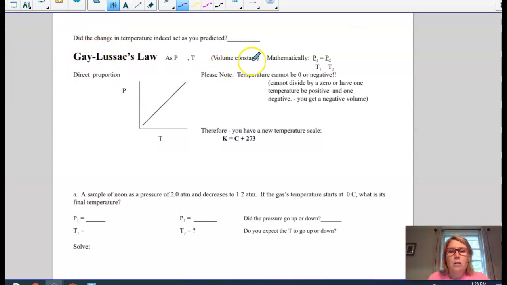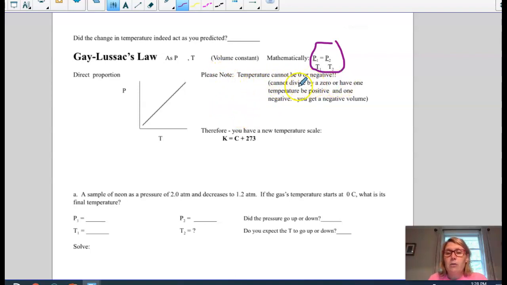Gay-Lussac's law relates pressure and temperature. As temperature increases, so does the pressure. Temperature cannot be 0 or negative. Well, let's talk about that really quick. If you have a temperature of 0 Kelvin, what that means is there's no kinetic energy. Well, if there's no kinetic energy, there's no life. So that's why temperature cannot be 0 or negative.